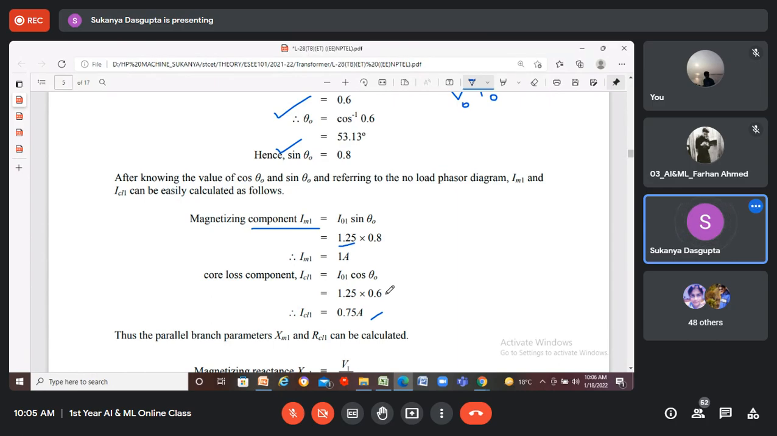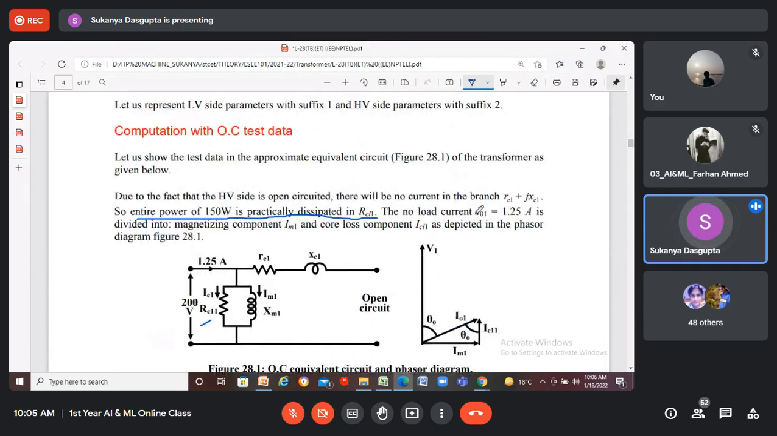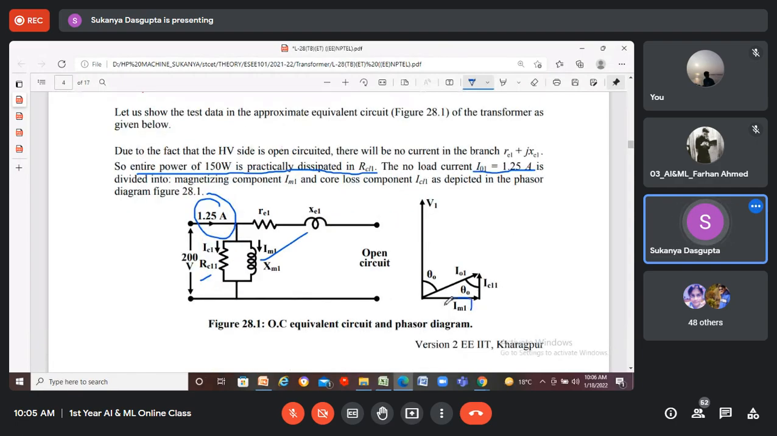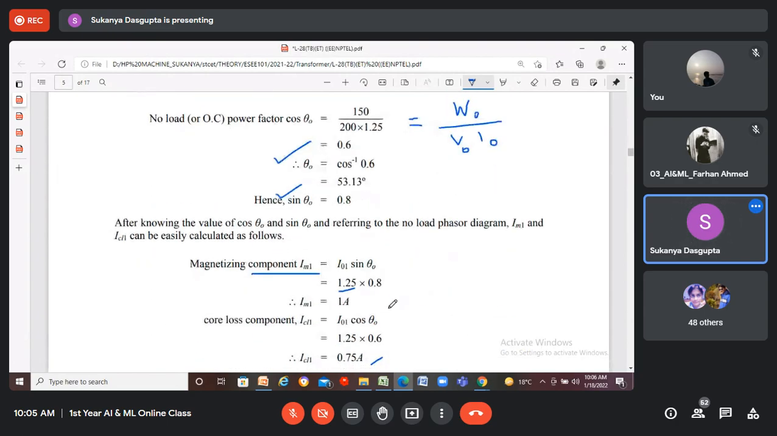Okay, because the value of the no load current is given in the problem. The no load current is 1.25 ampere. This current is the no load current. So this is IM1, the magnetizing current, which is I01 into cosine theta 0, and this current ICL1 is I01 into sine of theta 0. I hope all of you have understood up to this.